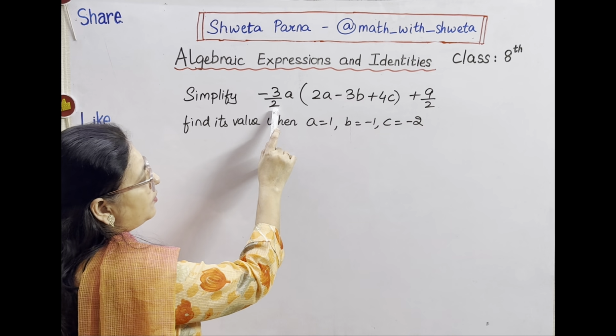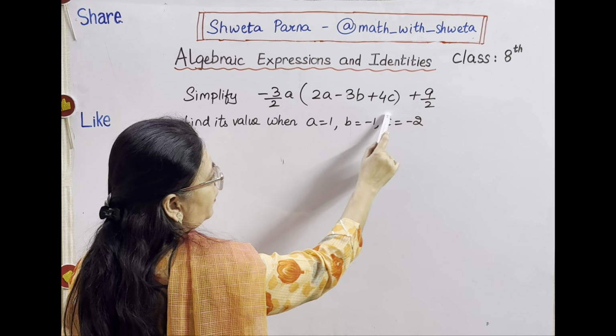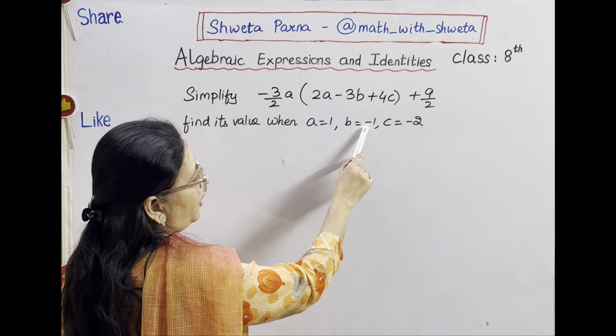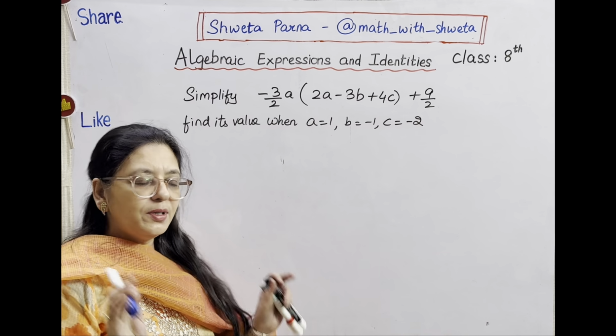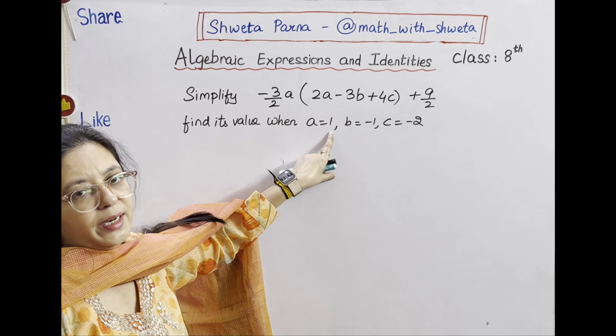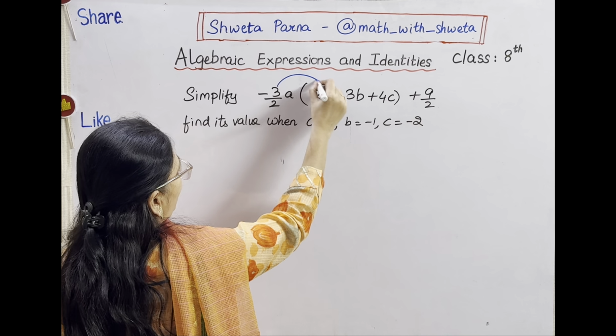Simplify minus 3 upon 2a, which is outside the bracket. The terms are given here, plus 9 upon 2. You have to find its value when the values of a, b and c are given. First you will simplify and get the answer, and then substitute the value and get the value. Okay. So let's do this. So the baby has to go to mama.